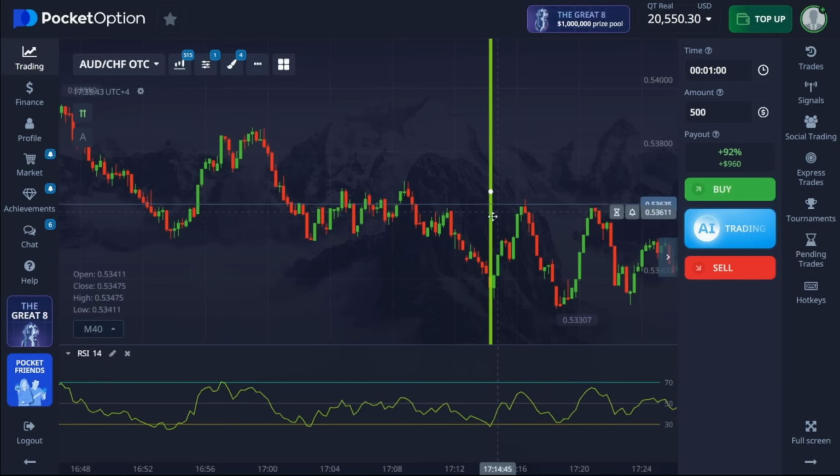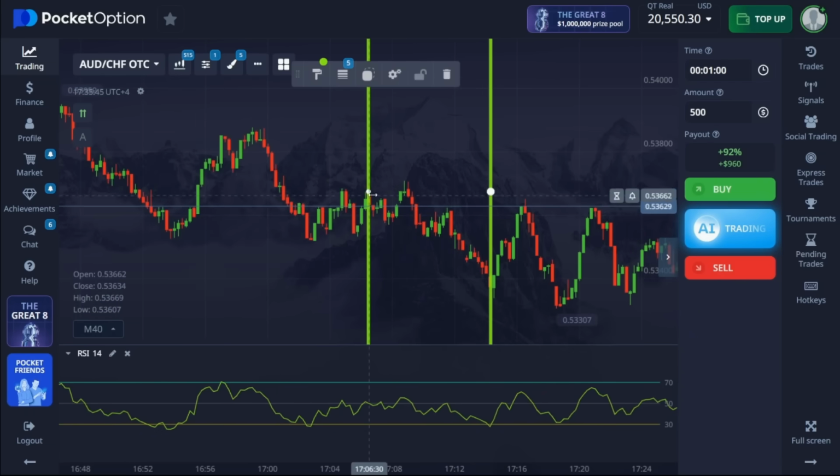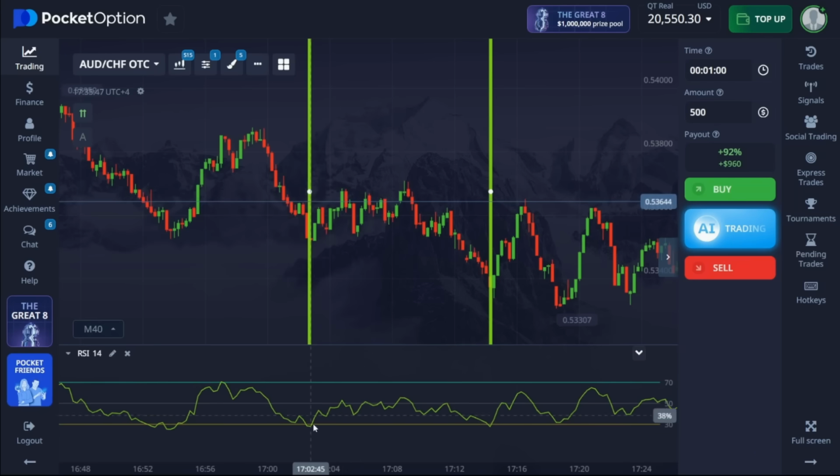Same thing here, another drop, RSI hits the oversold zone, and price reverses again. RSI worked perfectly. Green candles start forming. The trend shifted and a sideways move began. It's clear: signal, reaction, correction.